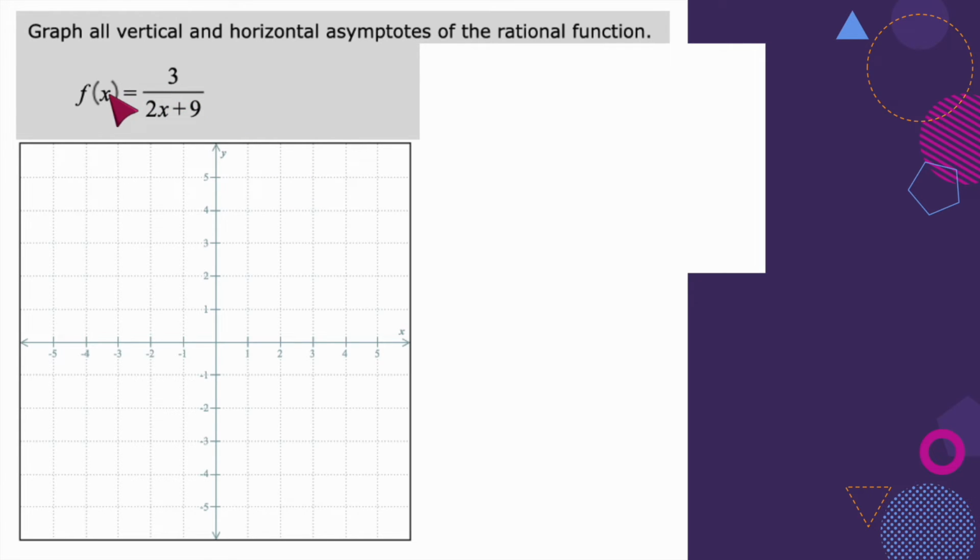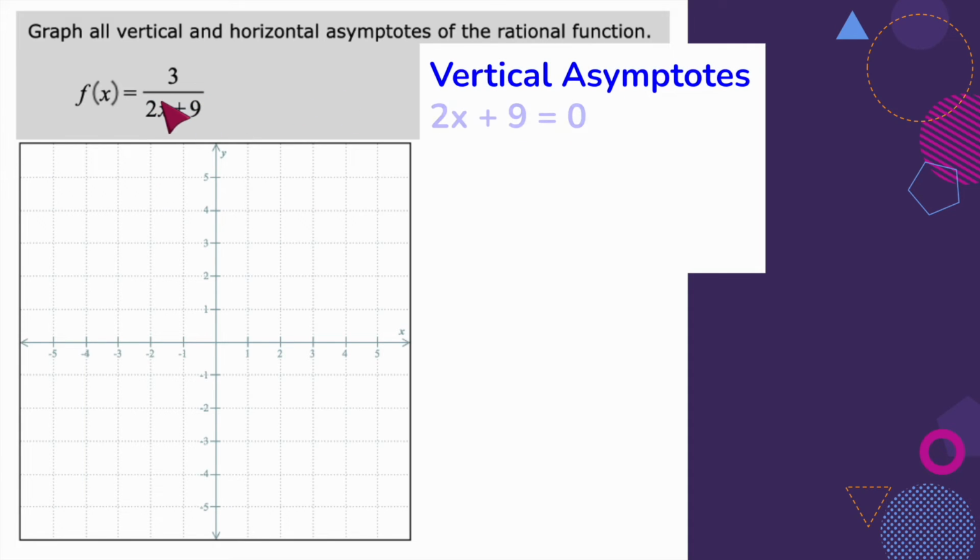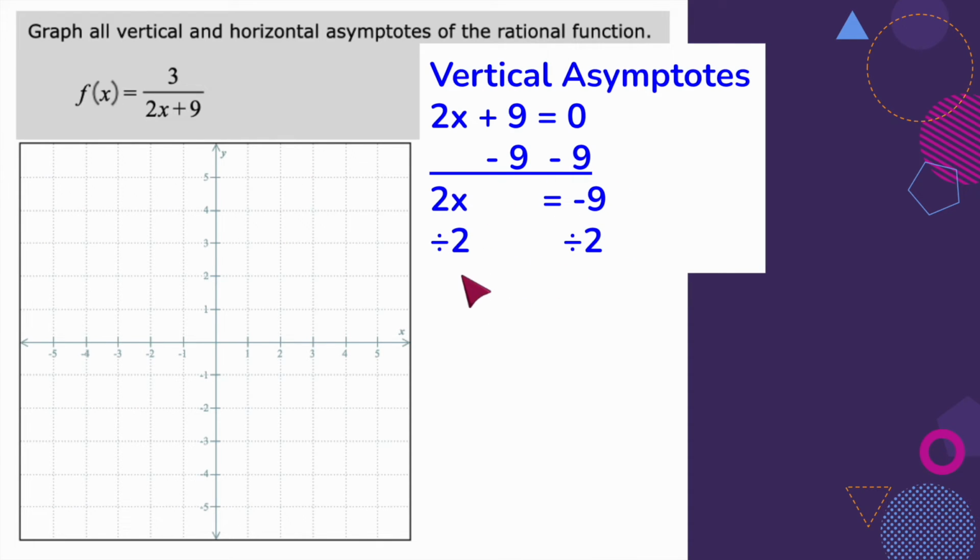We're only graphing the asymptotes, not the actual function on this one. So it just says graph all vertical and horizontal asymptotes of the rational function f of x equals 3 divided by 2x plus 9. For the vertical asymptote, I'm going to look at the denominator, set it equal to 0, and solve. So I'm going to subtract 9 from both sides. I get 2x equals negative 9 because these 9's canceled. And I'm going to divide by 2. So 2 divided by 2 cancels, and negative 9 divided by 2 stays negative 9 over 2, which I could turn into a decimal. It's negative 4.5.